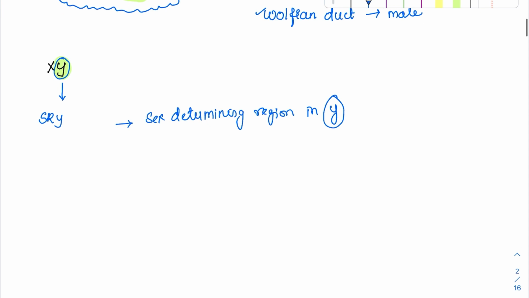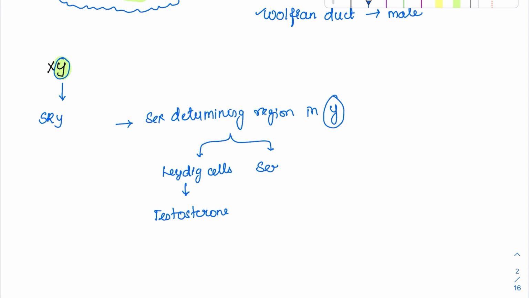So what does this SRY do? It acts on various different cells in the body, especially the Leydig cells and the Sertoli cells. On the Leydig cells it acts and they start to produce testosterone. So this testosterone will help it to develop into male characteristic features.